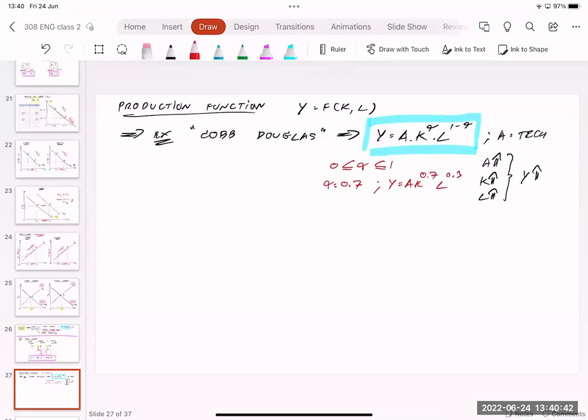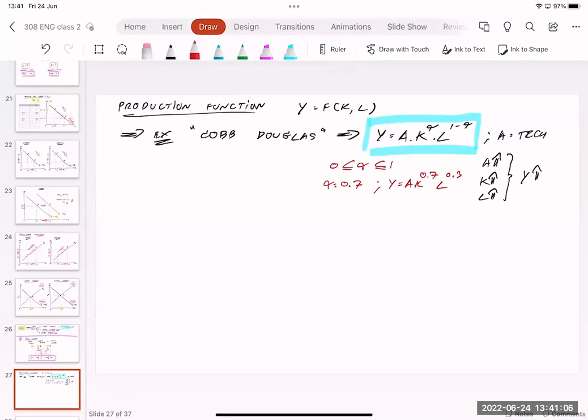In this case, for example, if alpha equals 0.7, it means this country normally uses K to produce the product around 70%. L powered by 0.3 means that this country normally uses labor to produce the product around 30%.